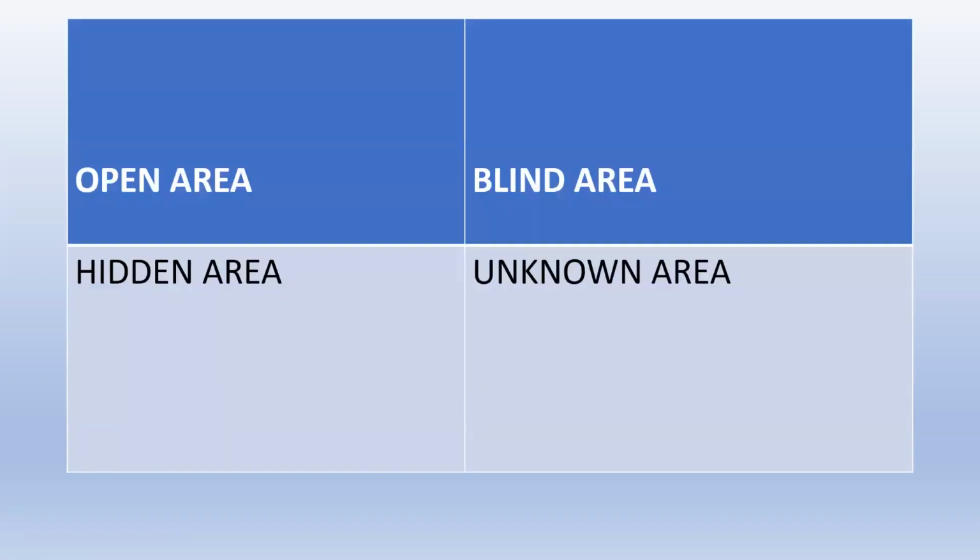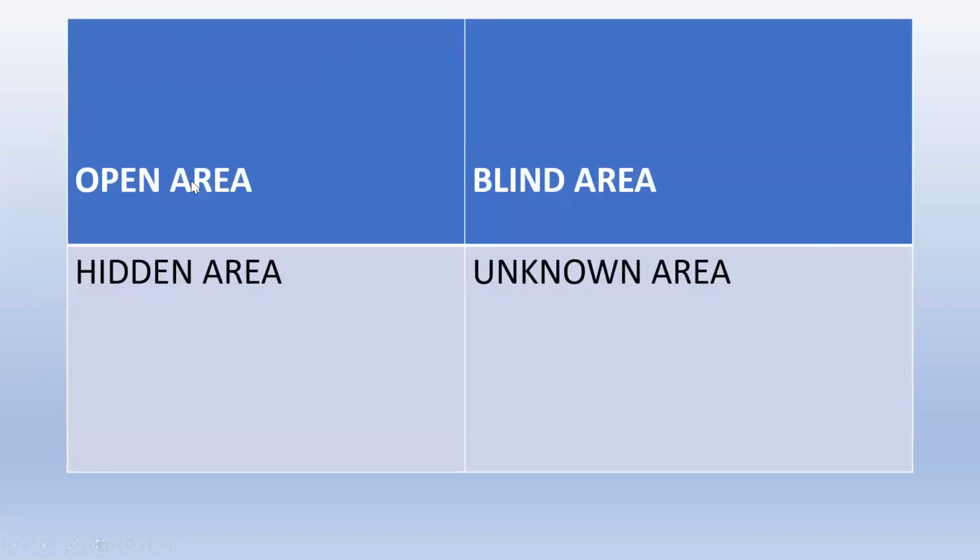So basically, according to Joseph and Harry, our mind has four windows. One is the open area, one is the blind area, one is the hidden area, and one is the unknown area. But we cannot see the same size for each of the windows. It depends upon the individual, guys.